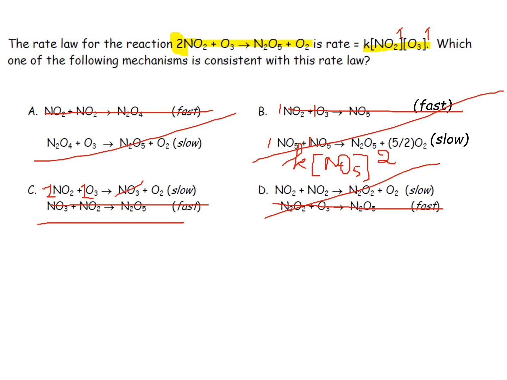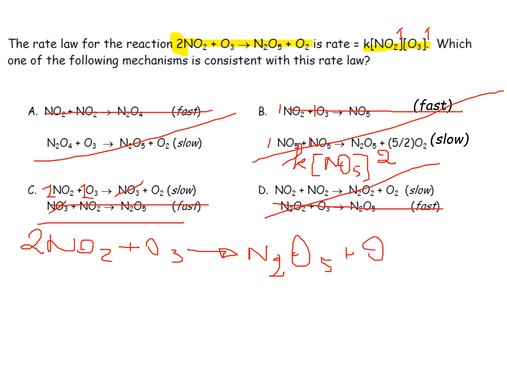NO3 cancels out with NO3, so you end up with one of this plus one of that. Then you have the second NO2 from here, so you get the two that you need, and then you have N2O5 plus O2, so that would end up 2 NO2 plus O3, and then you get N2O5 plus O2.